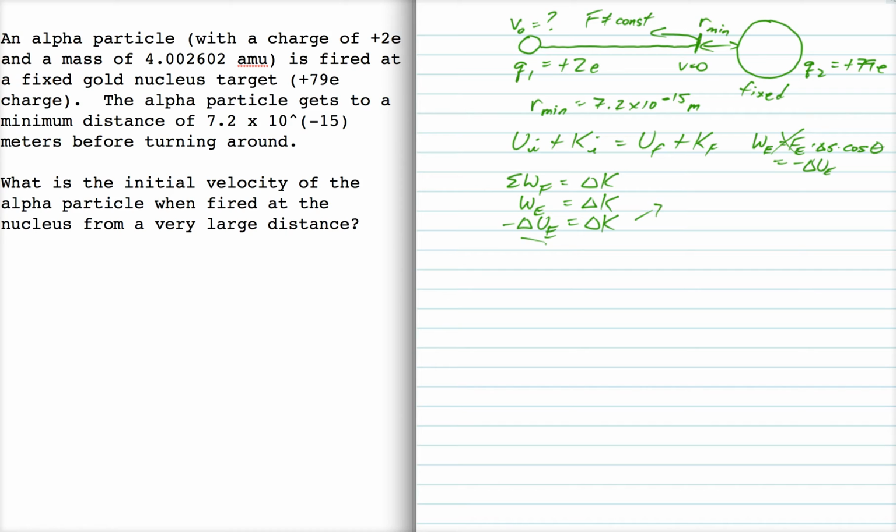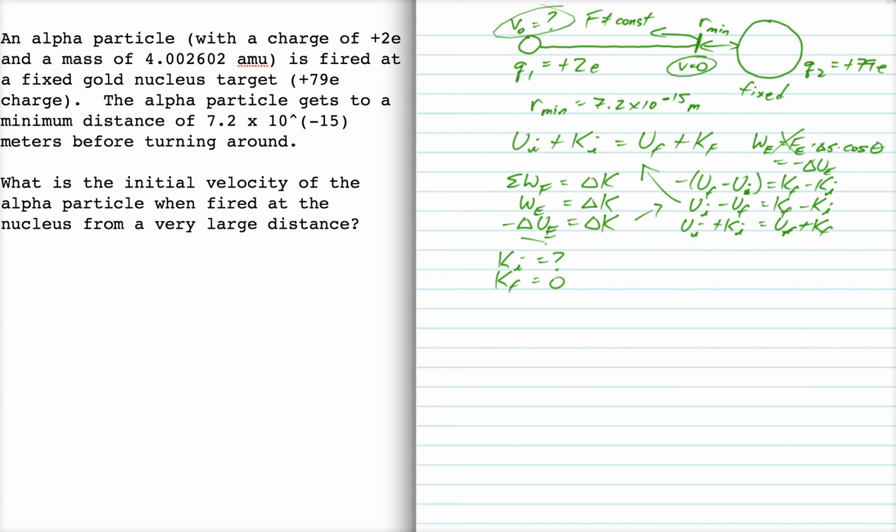Okay? And so this formula becomes minus delta U, which is final minus initial, is equal to delta K, which is final minus initial. Okay, so we get UI minus UF is equal to KF minus KI. And if you rearrange this, you're going to get UI plus KI is equal to UF plus KF. Okay, so I know that KI is my unknown. That's what I'm looking for. I'm looking for that initial kinetic energy. KF is 0. Right? It stops when it gets close.